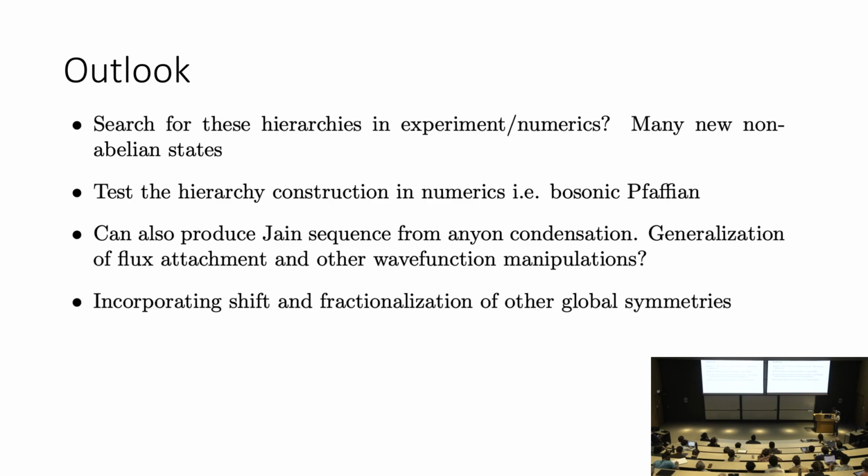And then there are also other properties of fractional quantum Hall states, such as shift, which is basically fractionalization of rotation symmetry, and other spatial symmetries that we have not yet incorporated. But there's probably some way to incorporate them if you have certain constraints on what you condense, such as analogs of this charge zero condition. So thank you for your attention.